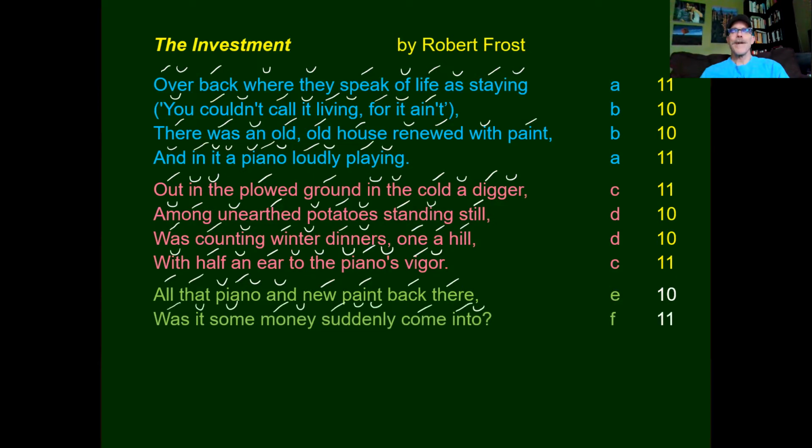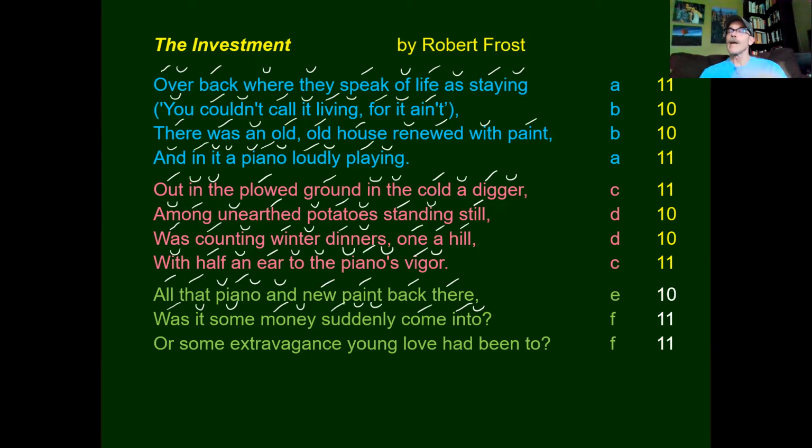So was it some money suddenly come into? All right, so it's the rhetorical question, like what the heck's happening over there? So once again, now you would have expected that the E line here would have been what, another 11, but he's shifting it up. He's shifting it up. Okay. Again, this alternating thing, like a good relationship, right? Okay. And notice, this is so great. Some extravagance young love had been to. So you got a 4-syllable word there in extravagance, okay, which is an extravagant word just on its own, okay?